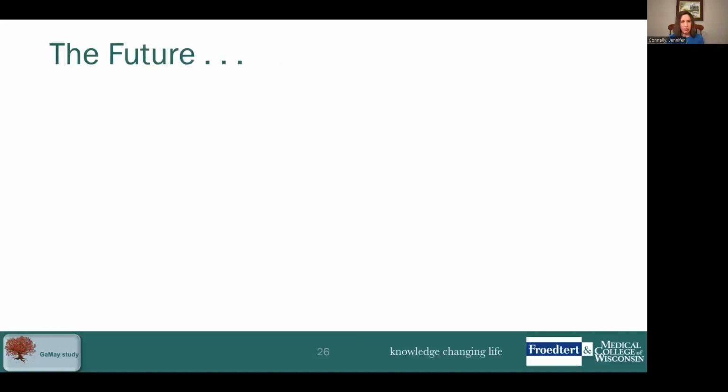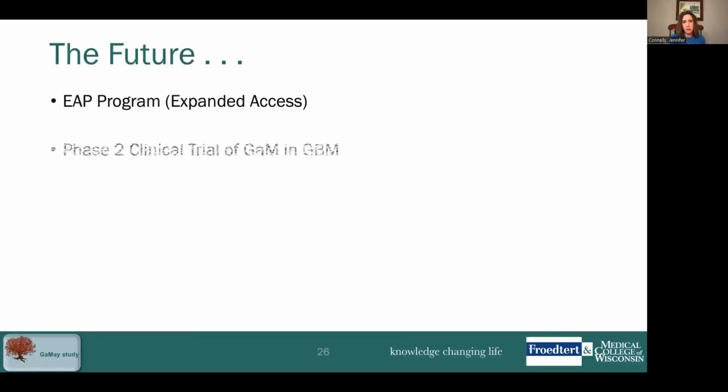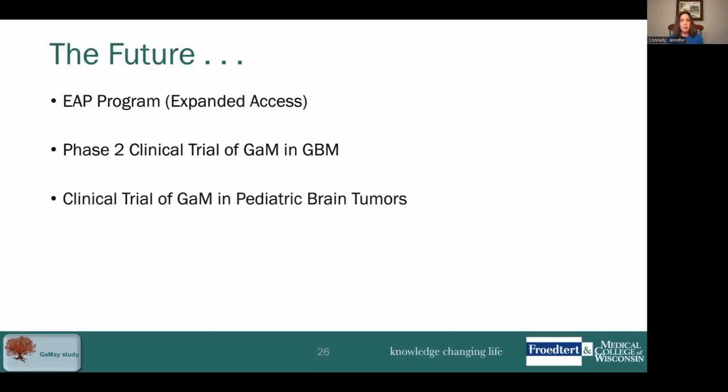We have a lot that we're looking forward to in the future. One of our biggest focuses right now is the EAP program, or Expanded Access Program, to allow patients who are not eligible for clinical trial opportunities to receive gallium maltolate when they have no other treatment options. We are working on developing the phase 2 clinical trial to follow up our phase 1 trial. And then we've done some preclinical work in the pediatric brain tumor population, and we're currently in the early phases of designing our clinical trial for pediatric brain tumors.